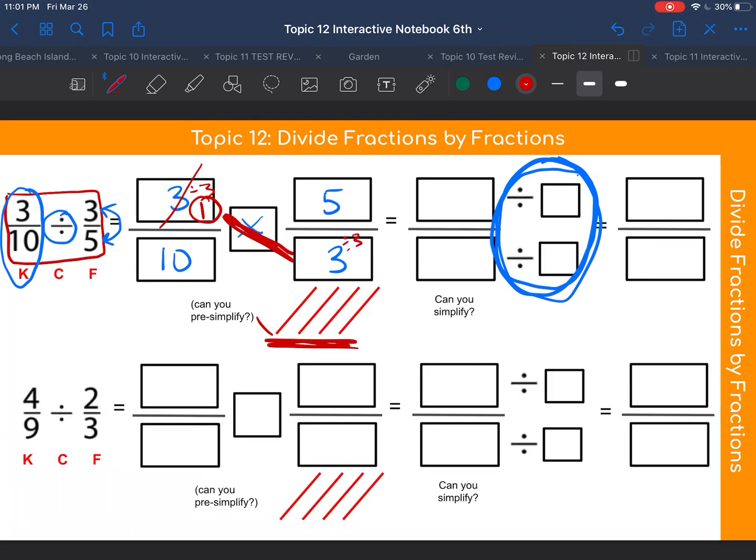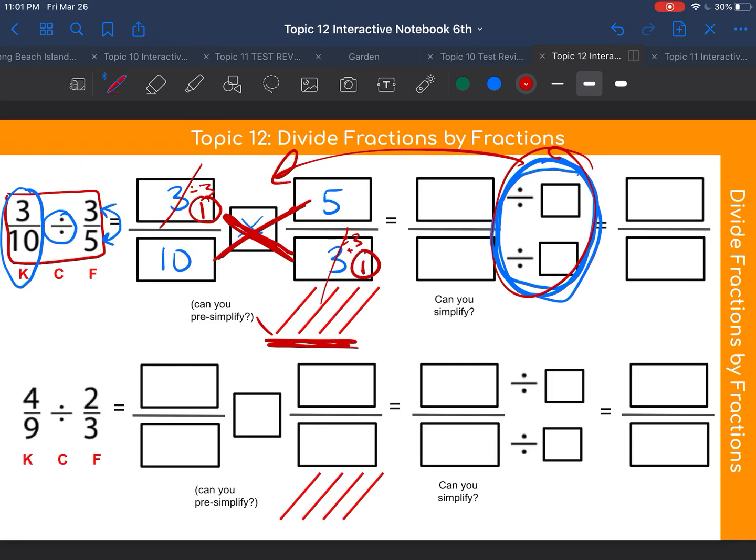This 3 divided by 3, they're both divided by the same number. We're basically just simplifying over here instead of over here, because they're both numerator and denominator. We cancel that out, we get 1. So we pre-simplified this way. We divided the top and bottom by 3.